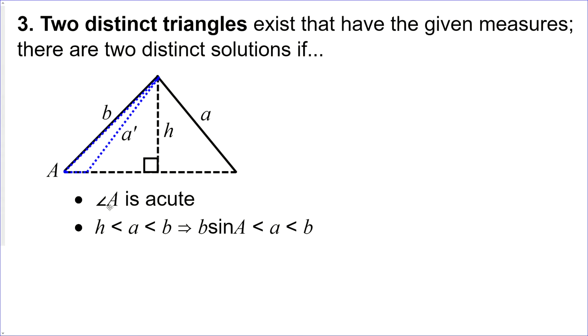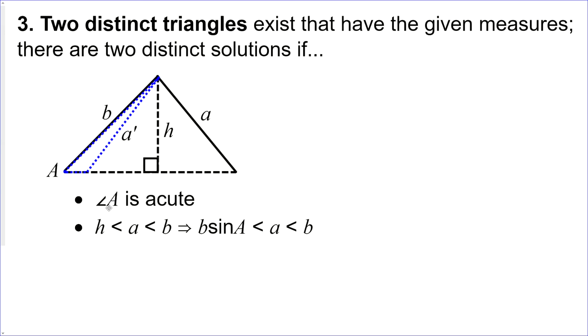And this happens when angle A is acute and when A is greater than the height, but less than side B. And again, we probably don't have the height, so we'll say greater than B sine A or less than B. Now you might be thinking that this is too much to remember. There's so many different cases here, and this is going to be very difficult.